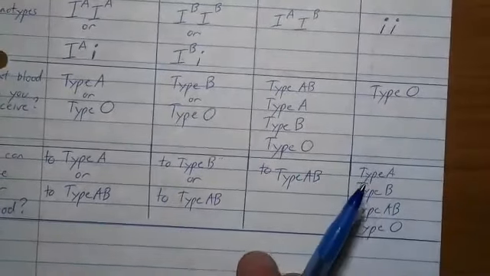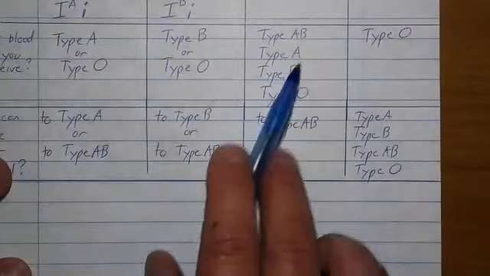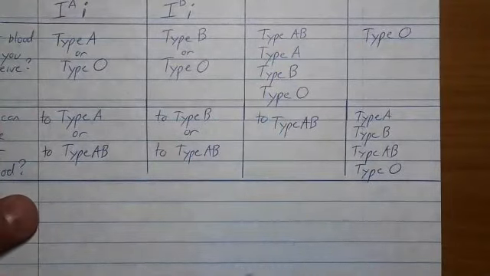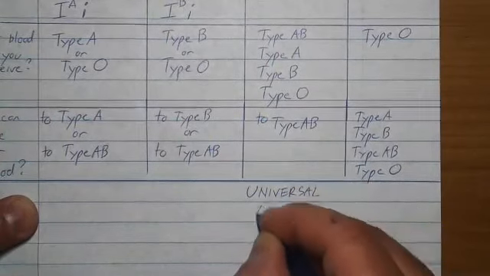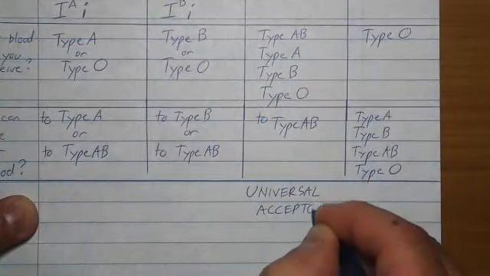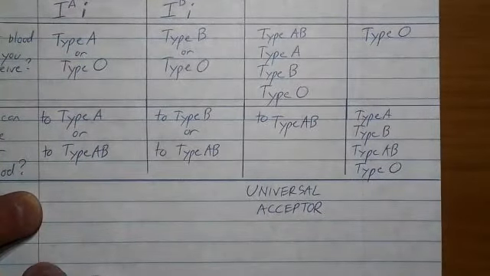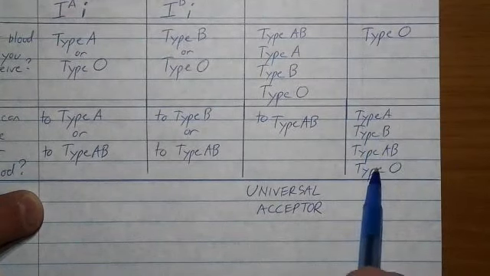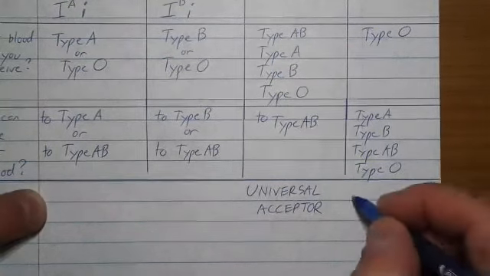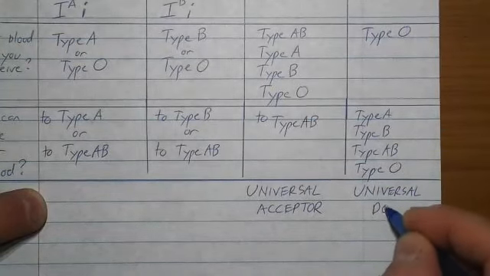So this is where we get into these terms that you probably have heard before. Because the AB blood cells can take A's and B's and O, they can take them all. We call anybody with this blood type the universal acceptor. They can accept blood from anybody. Because type O can give it to A, give it to B, give it to AB, give it to other O's. They can give it to everybody. We call them the universal donor.